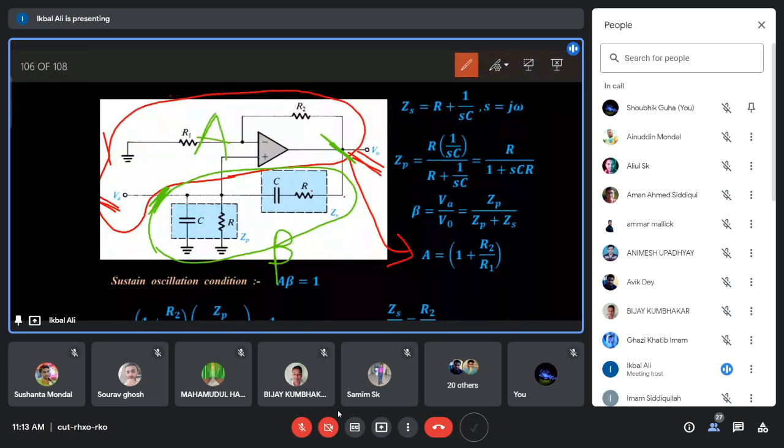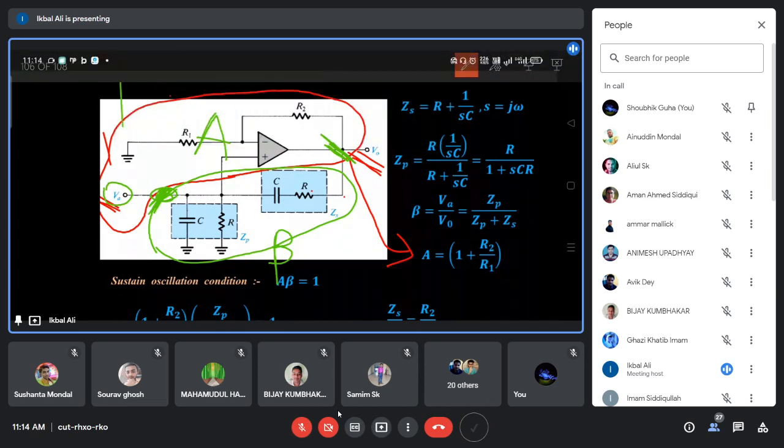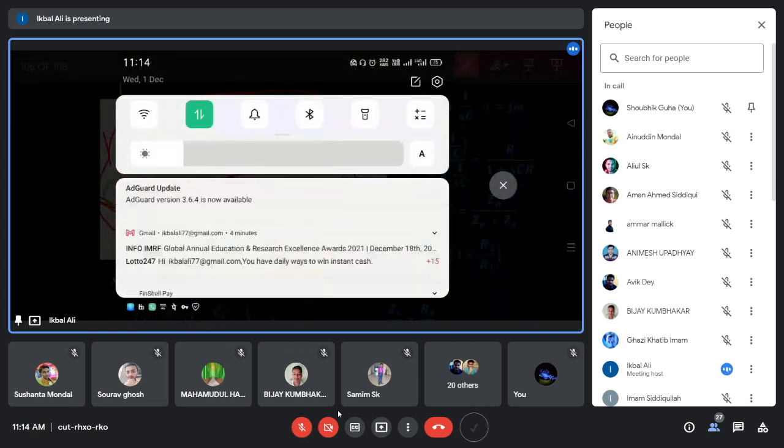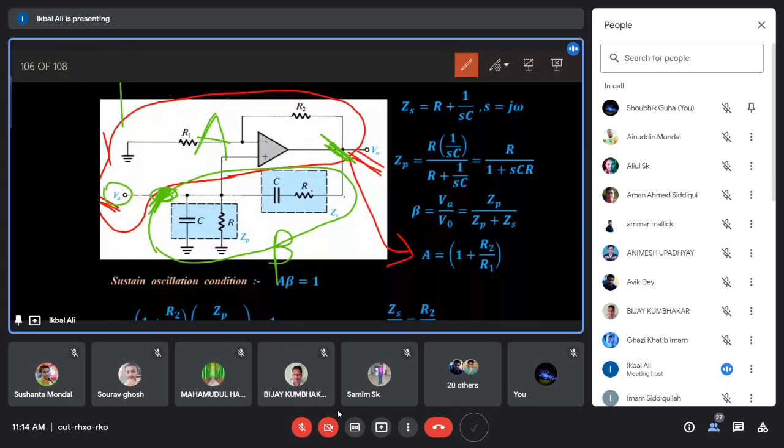This beta network is tapping the output voltage V0 and producing a feedback voltage at this point, which is your VA, and that is connected to the input of the amplifier A. In the top you have the A, which I have written there, and in the bottom you have the beta. So this is your A beta network.